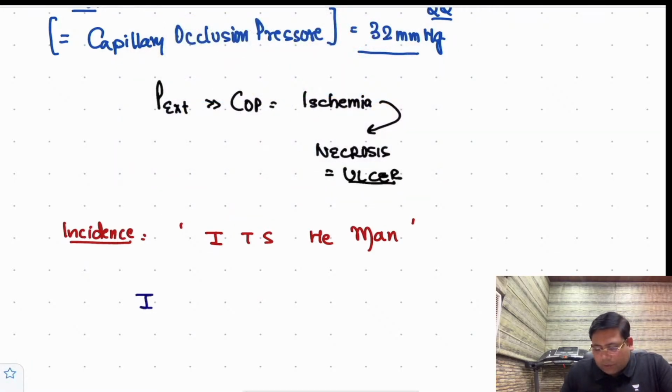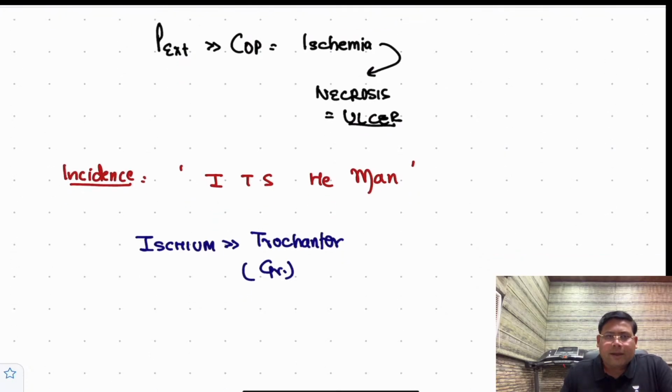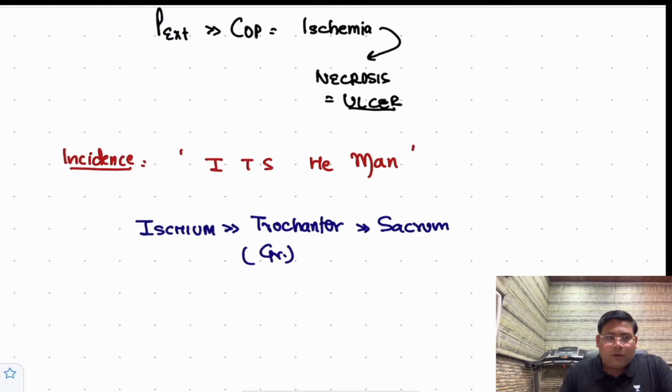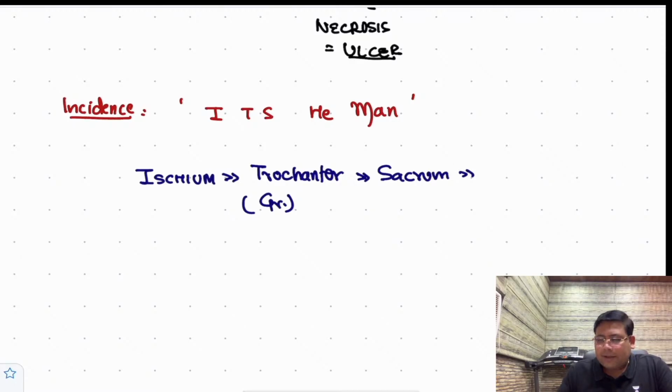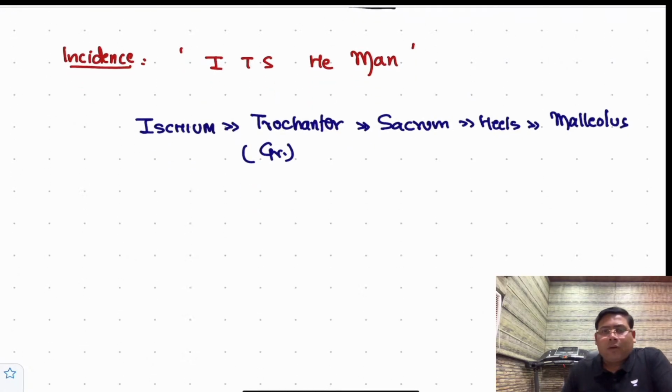So I stands for ischium. Ischium is the most common site, and then we have trochanter. What is this trochanter, students? This is greater trochanter. Excellent, DK. Then we have sacrum. So don't think that sacrum is the most frequently seen site. So sacrum. Then what else, students? It is then heels, and then it is what? Malleolus. And after that it is occiput. So try to understand, this is the order.